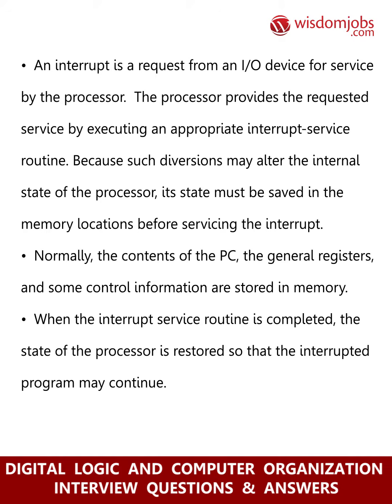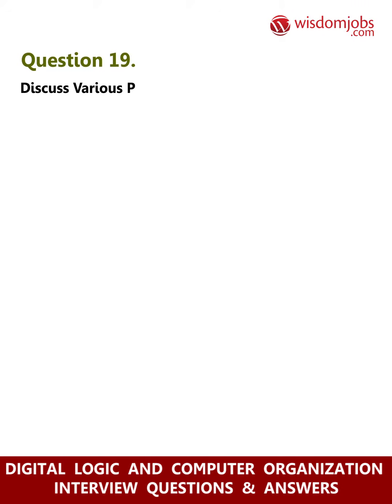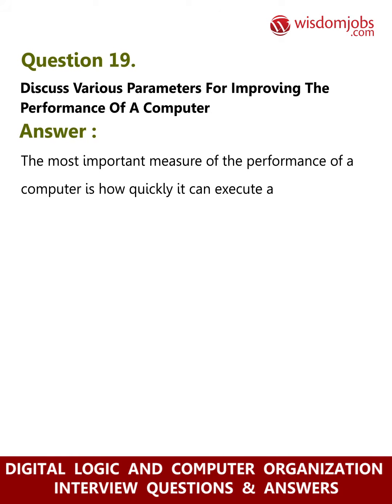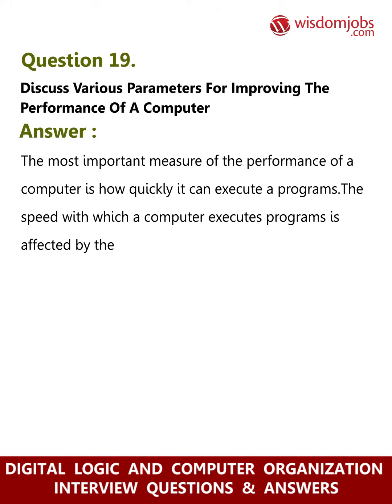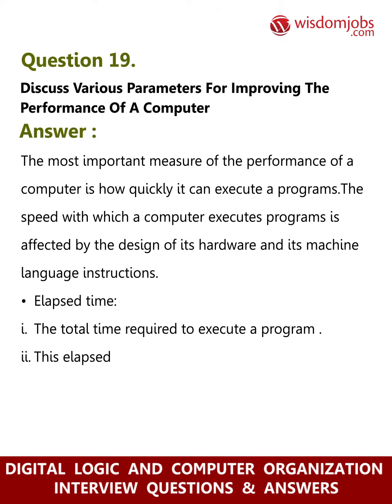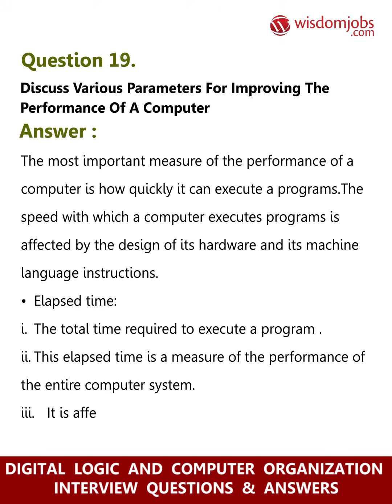may continue. Question 19. Discuss various parameters for improving the performance of a computer. Answer. The most important measure of the performance of a computer is how quickly it can execute programs. The speed with which a computer executes programs is affected by the design of its hardware and its machine language instructions. 1. Elapsed time. The total time required to execute a program. This elapsed time is a measure of the performance of the entire computer system. It is affected by the speed of the processor, the disk and the printer.